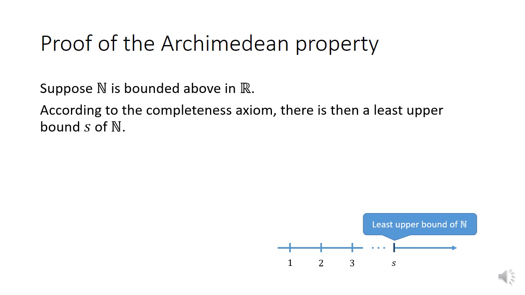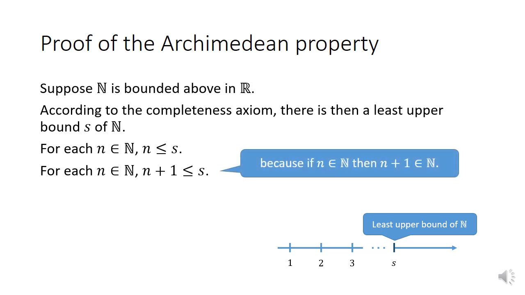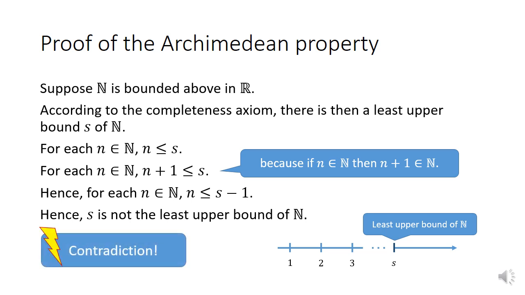Since s is an upper bound, each natural number n is less than or equal to s. But then, for each natural number n, n plus 1 is also less than or equal to s, because N contains the successor of each of its members. Hence, each member of N is also less than or equal to s minus 1. Therefore, s minus 1 is also an upper bound of N, and s is not the least upper bound. A contradiction. So we must conclude that N is not bounded above.